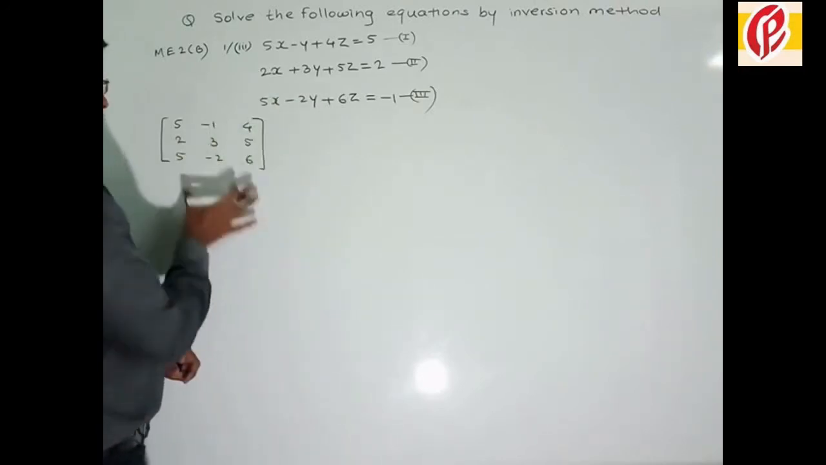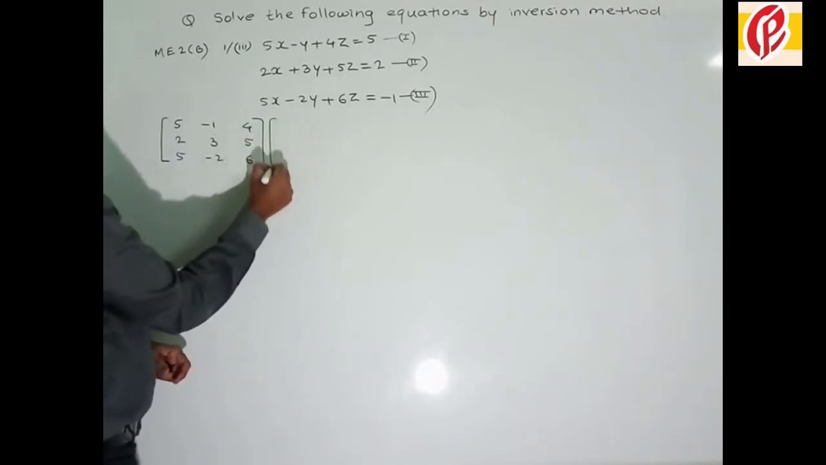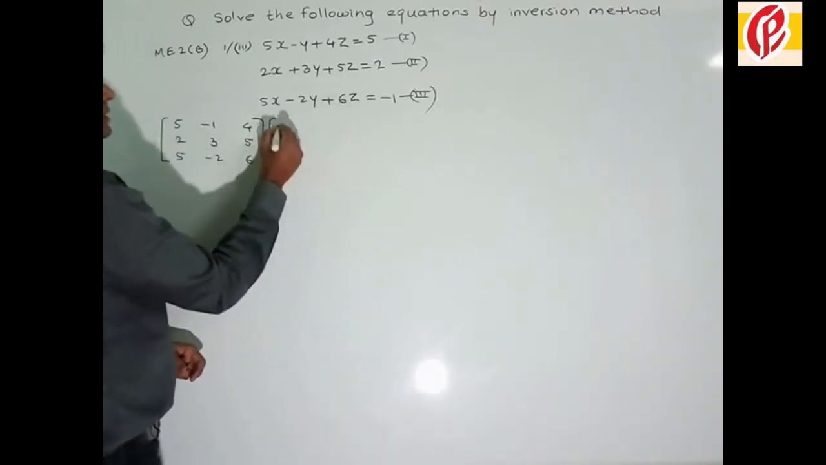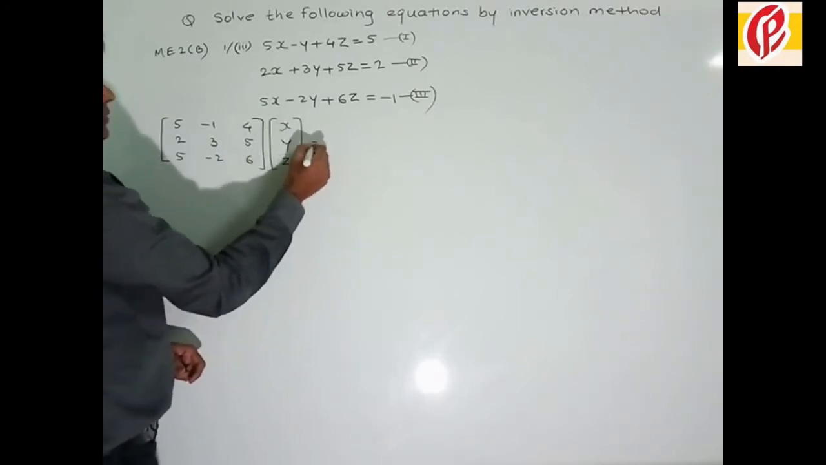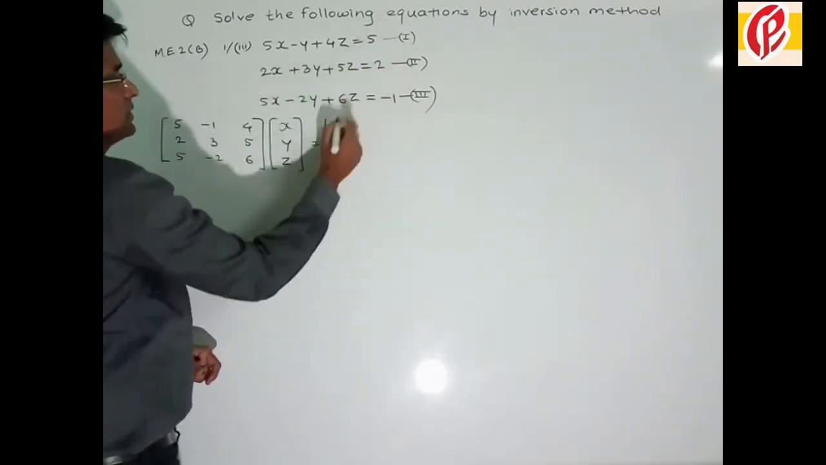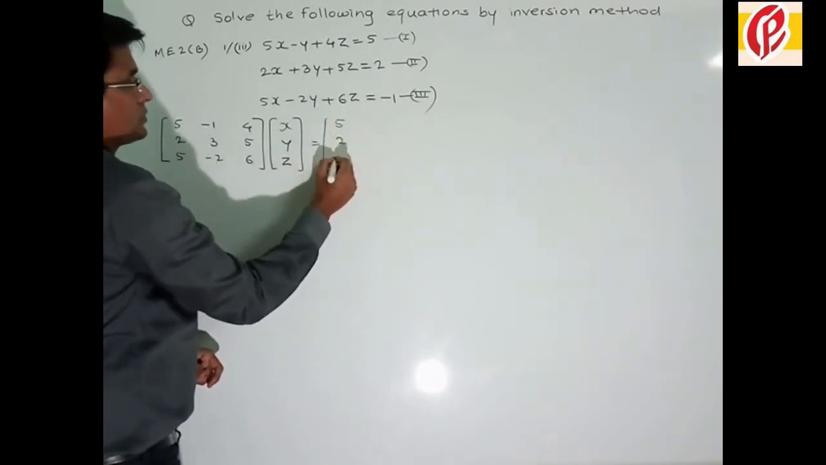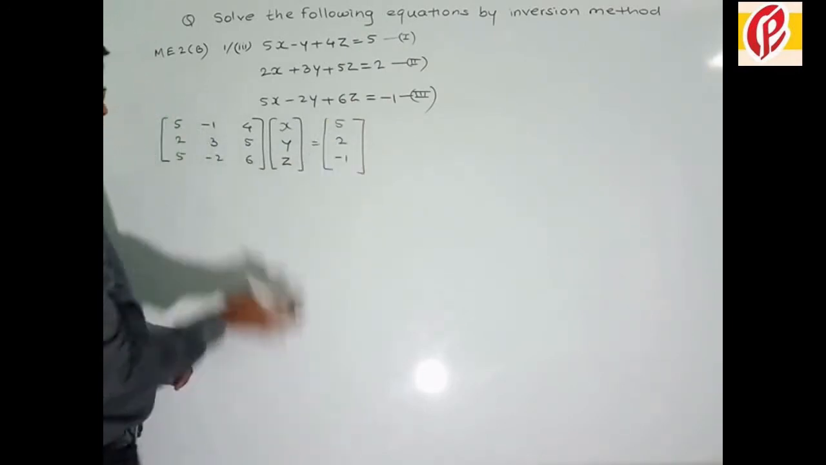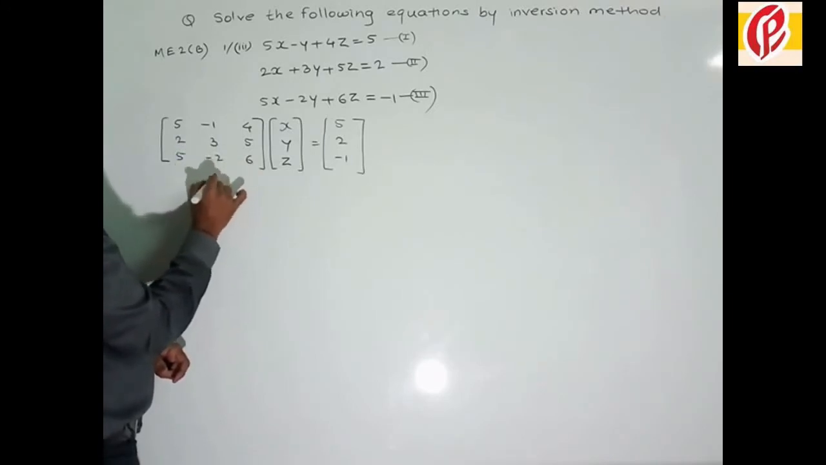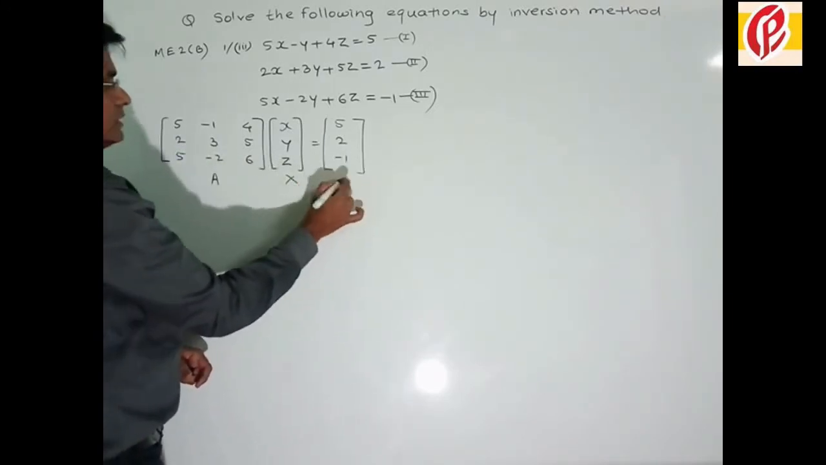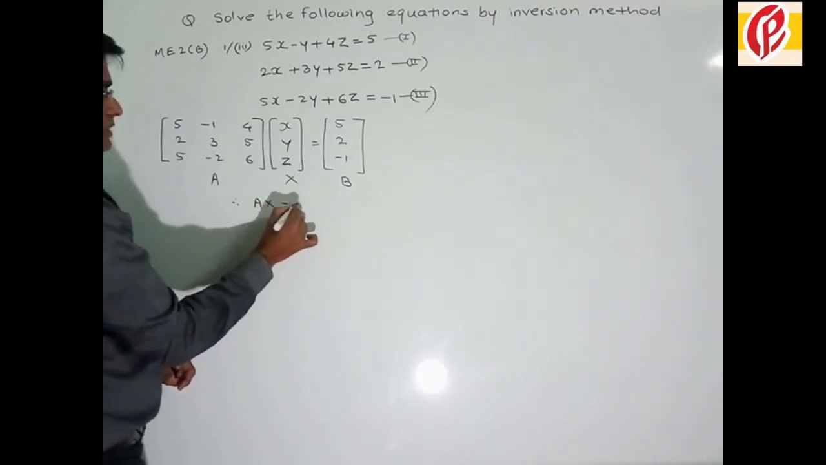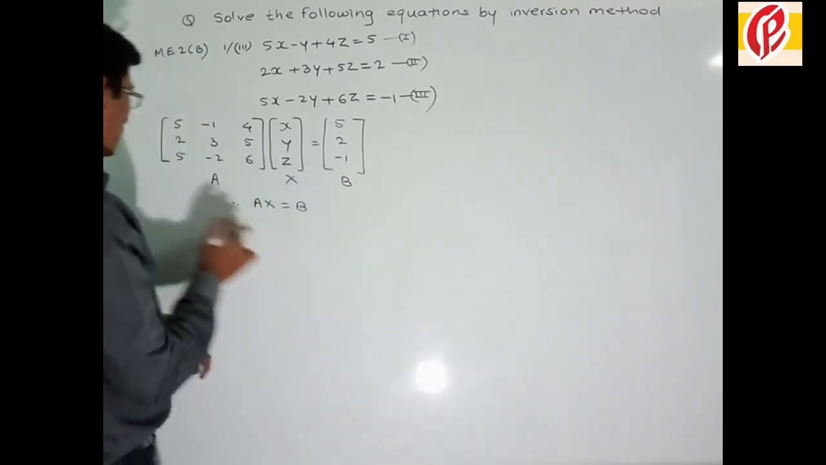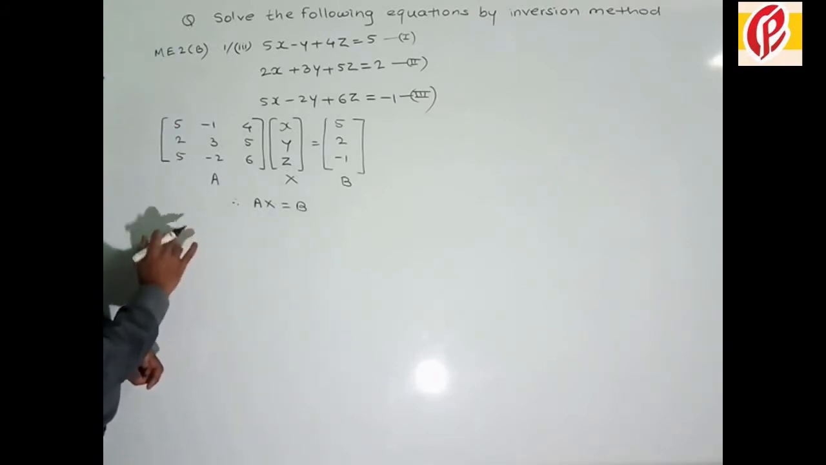This is the coefficient matrix, into the second matrix, which is the variable matrix. So variables are x, y, z, is equal to the constant matrix. So 5, minus 2 and minus 1. So this is matrix A, this is X and this is B. So we get the matrix equation AX is equal to B. Now we will find the determinant of A.